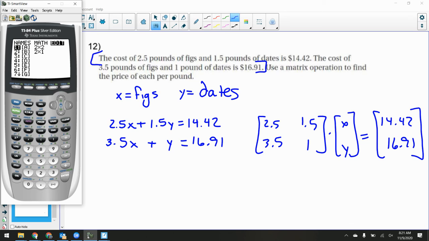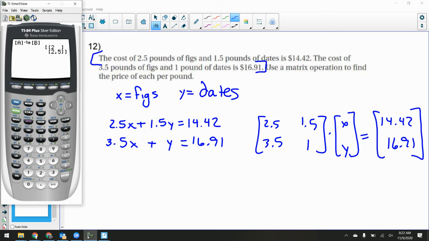Matrix A is going to be still a 2 by 2, but in this case it's 2.5, 1.5, 3, 1. Go back into matrix B, and now this is 14.42, 16.91. Whoa, whoa, whoa. 2 by 1. No, not 1 by 1. 2 by 1. There we go. 14.42, 16.91. That was weird.